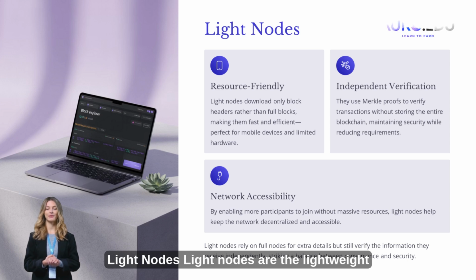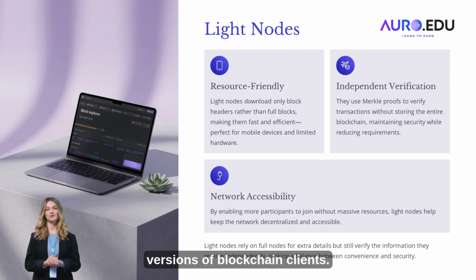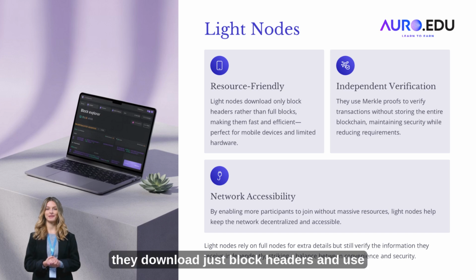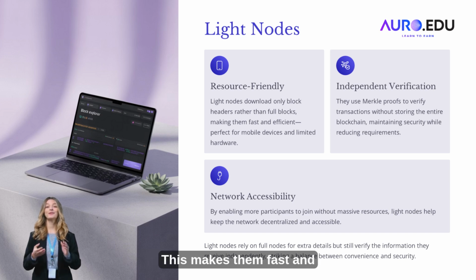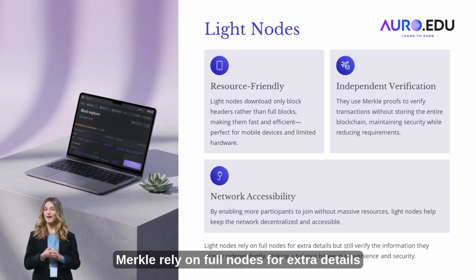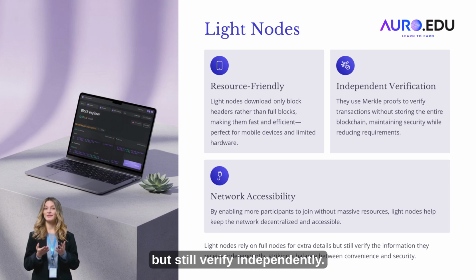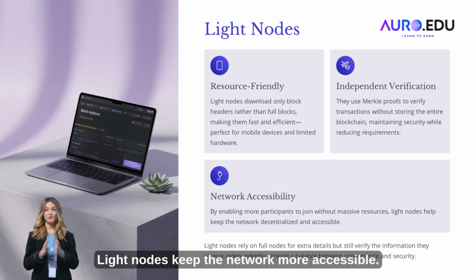Light nodes. Light nodes are the lightweight versions of blockchain clients. Instead of storing everything, they download just block headers and use Merkle proofs for verification. This makes them fast and resource-friendly, perfect for mobile devices. They rely on full nodes for extra details, but still verify independently. Light nodes keep the network more accessible.